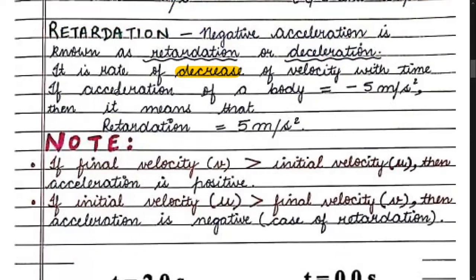Suppose the answer of acceleration of a body is coming to be -5 meters per second square. If acceleration of a body is -5, then we say that retardation of 5 meter per second square is occurring. Children, note that if acceleration is minus, then it is termed as retardation. And no need to put the sign of retardation here. Negative acceleration in itself means retardation.